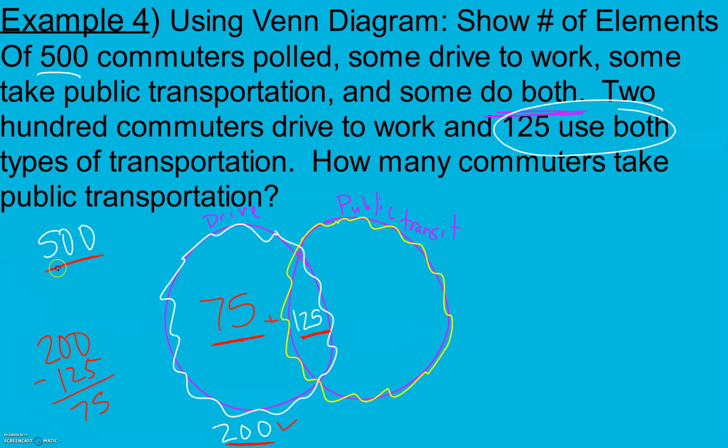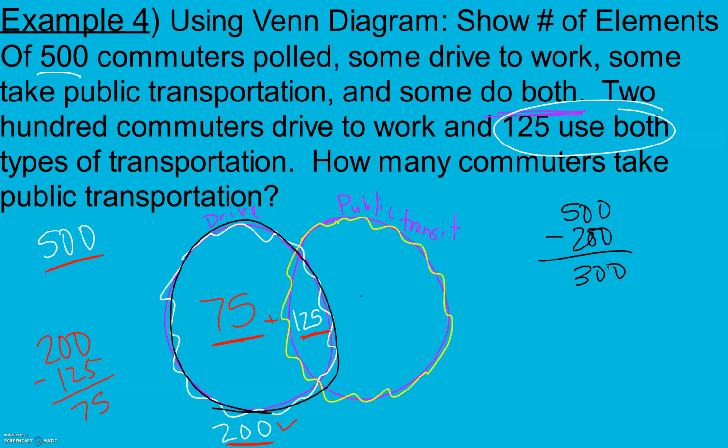Now, remember that we have 500 total people. So all three of these have to add up to 500. Everybody has to be accounted for. So 500 minus the part that I know, 200, is going to give me 300. So people who just take public transportation are 300. Okay, because 75 plus 125 plus 300 gives me 500.